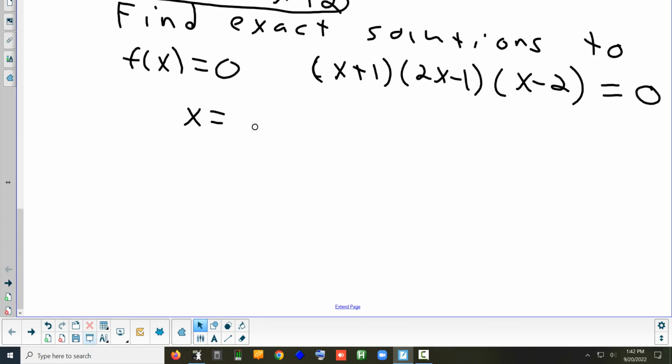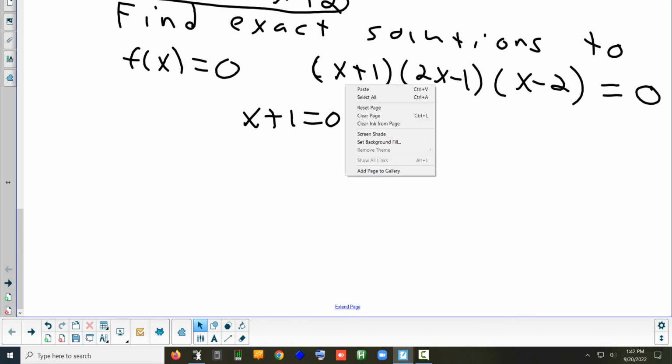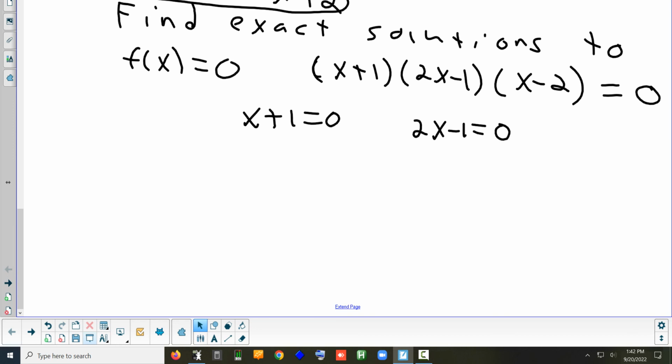So either x plus 1 must be 0, or 2x minus 1 has to come out to 0, or x minus 2 has to come out to 0. But one of them has to come out to 0 in order for that to work.